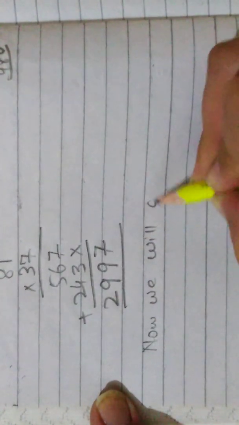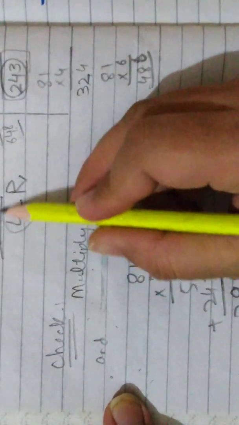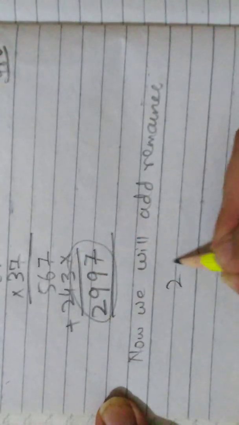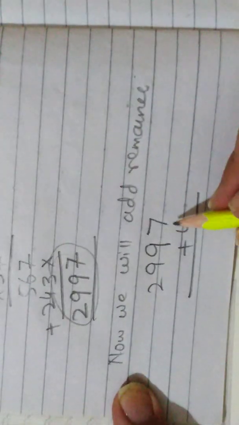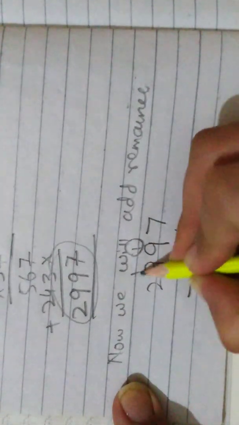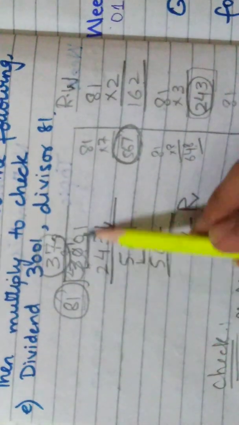Now we will add the remainder, which is 4, in this result. Now add 4 in 2997. Our answer will be 4 plus 7 is 11, 1 will carry here, 9 plus 1 is 10, 1 will carry here, 9 plus 1 is 10 and 1 will carry here, and this is 3. Here you can see that 3001 is equal to the dividend. So when the value is equal to the dividend, it means your answer is correct. In this way you have to solve rest of the parts on your neat notebook.